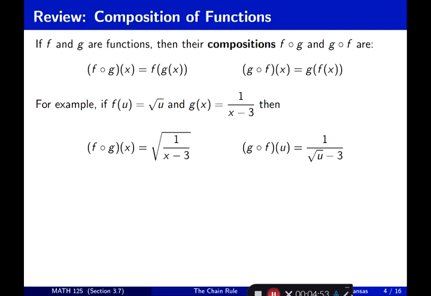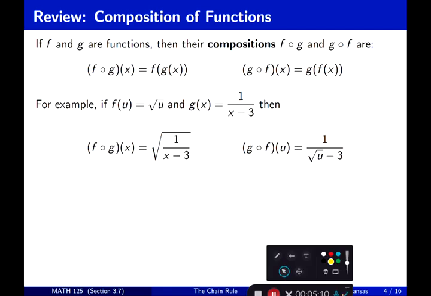Let's review composition of functions. If f and g are functions, their compositions f of g and g of f are defined this way. f of g of x is read as f of g of x. That's, g of x will be the input of f. And g of f of x is going to be g with input f of x.